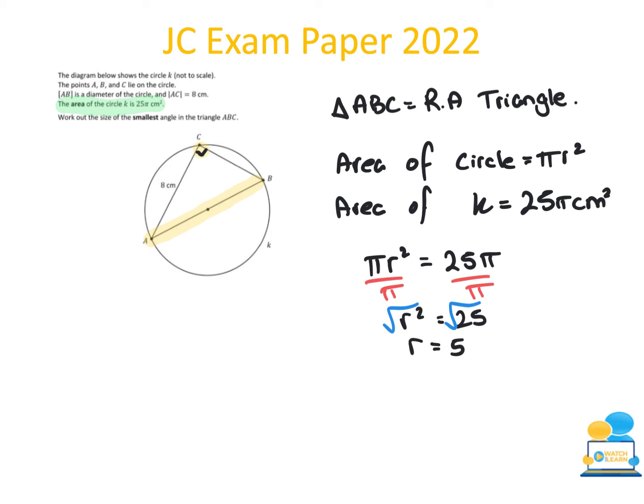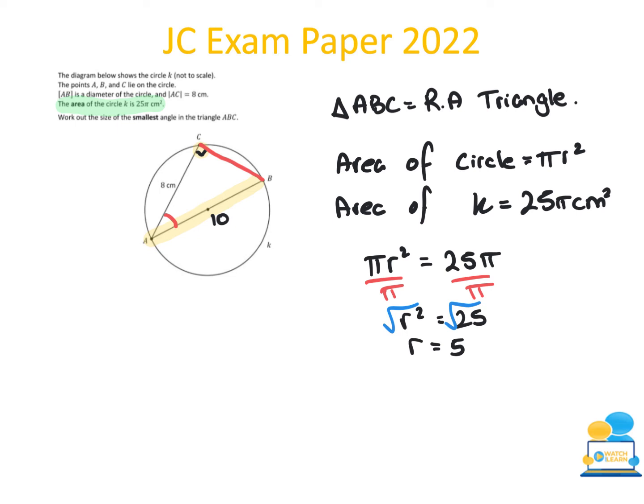We already said that AB was the diameter, and the diameter is twice the radius, so the length of AB must be 10. I've now found the side length of another side in my right angle triangle. I can now use my trig ratios from the trigonometry chapter to help me find the smallest angle. The smallest angle will be opposite the smallest side. We can see from the diagram that the smallest side is BC, so the smallest angle must be the angle at A.